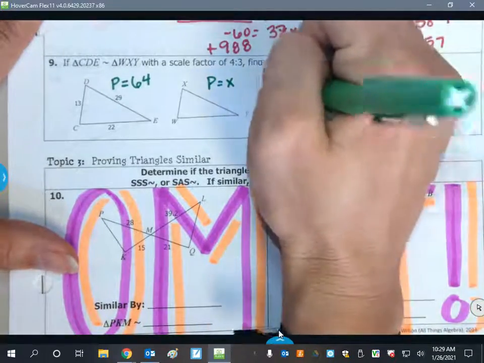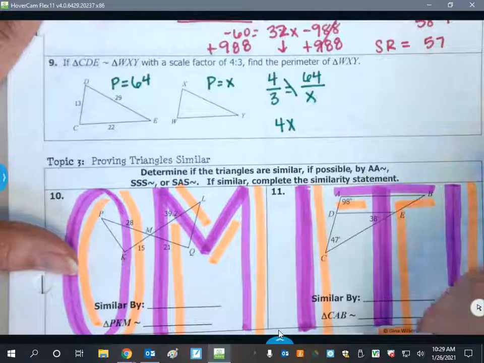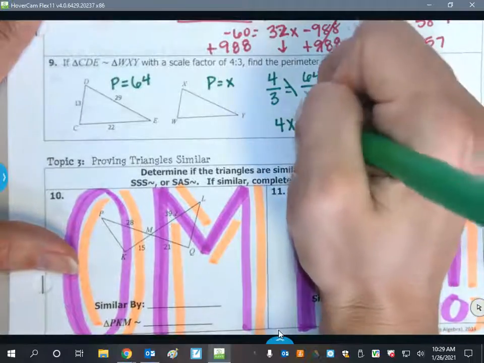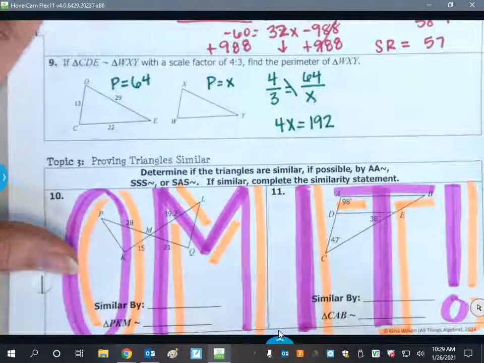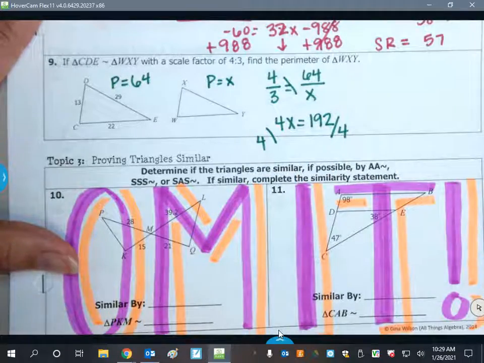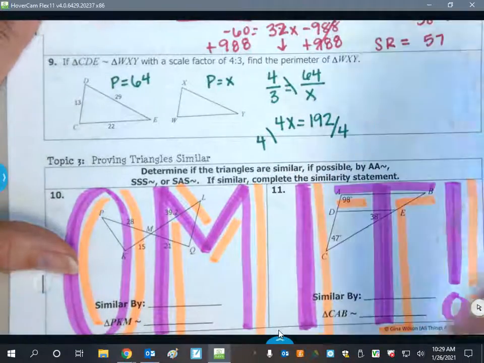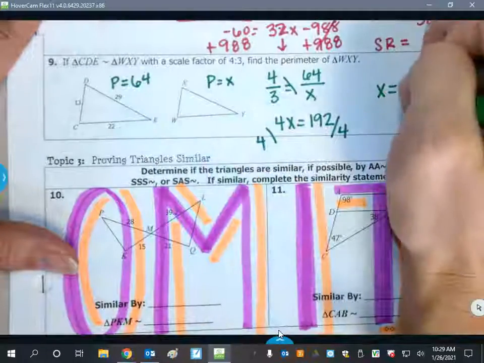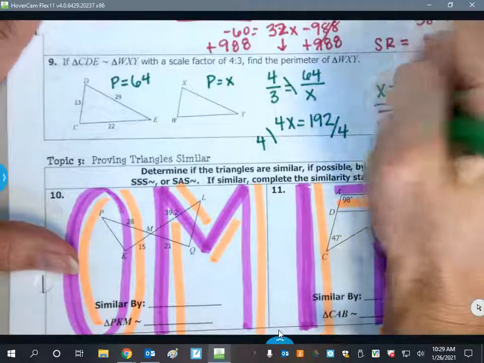Cross multiply, 4 times x is 4x, equals 64 times 3, not plus 3, Sarah, 64 times 3, is 192. And divide both of those sides by 4. And 192 divided by 4 is 48. So the perimeter of triangle WXY is 48.